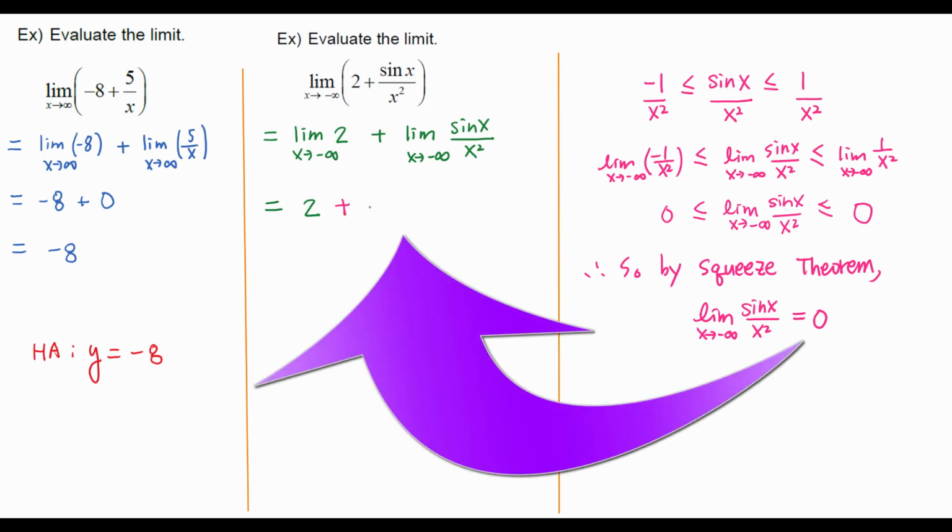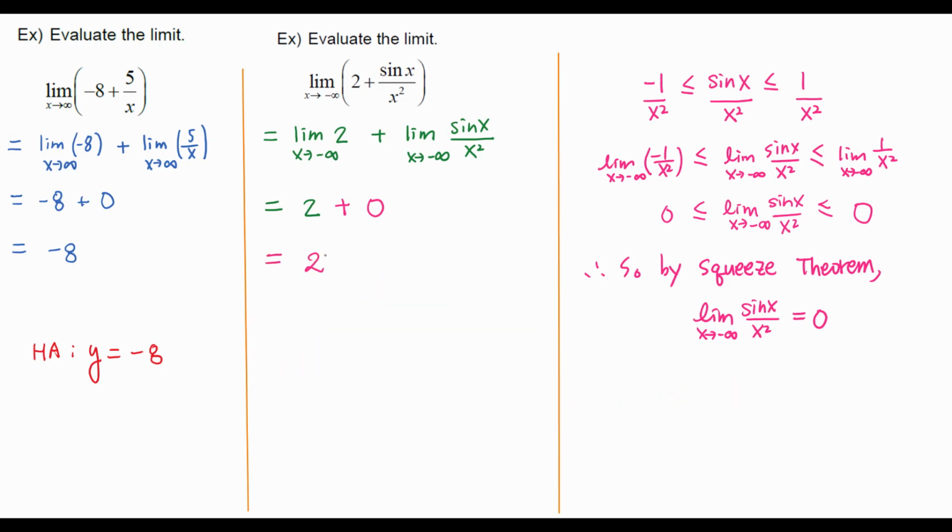So this is going to be 0, and the limit is 2. Again, they didn't ask. When they just say evaluate the limit, all you have to do is evaluate the limit. But just for your information, that means this function has horizontal asymptote y equals 2.